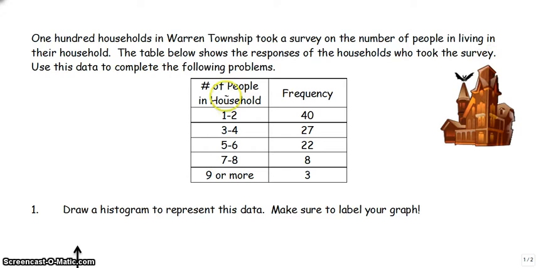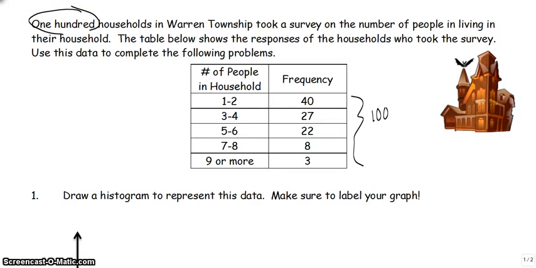So in our left column, we have the number of people in the household, ranging from 1 all the way to 9 or more. The frequency column, our right column, is the number of people that have responded in that category. If we were to total up this frequency, we would get 100 households, as the problem states above.